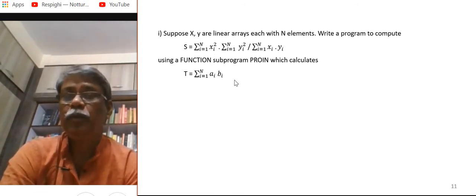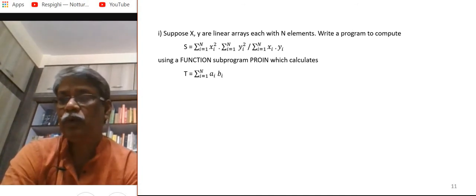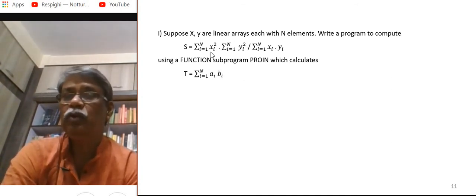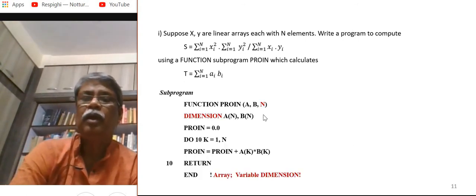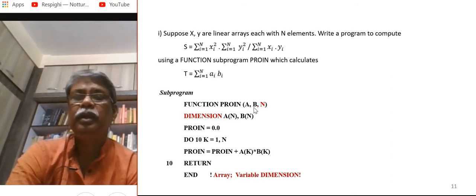So when you are calling the subprogram, you have to be careful about what you want: x square, y square, or xy. Accordingly you have to put the a, b values. So let me check. The function proin a b n. So a, b, and it goes from 1 to n. You have to declare all the inputs a, b, n, and no output in the parameter list, because it's a function subprogram. So the output would be stored in the name proin.